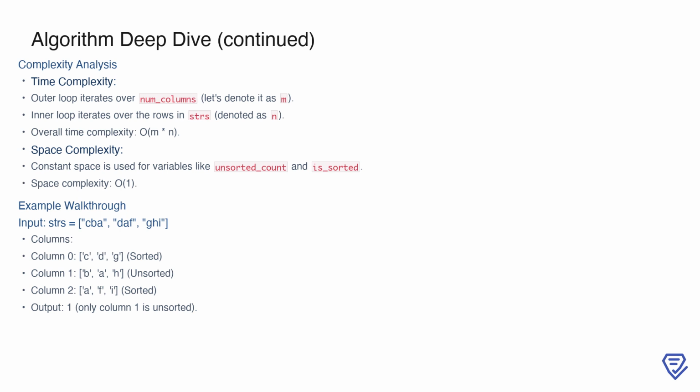Let's illustrate this with an example. Suppose the input is strs equals ["cba", "daf", "ghi"]. Here, we have three columns. Column 0 contains C, D, G, which is sorted. Column 1 contains B, A, H, which is unsorted. Column 2 contains A, F, I, which is sorted. Since only column 1 is unsorted, the output is 1. This example demonstrates the steps of the algorithm and how the result is computed.